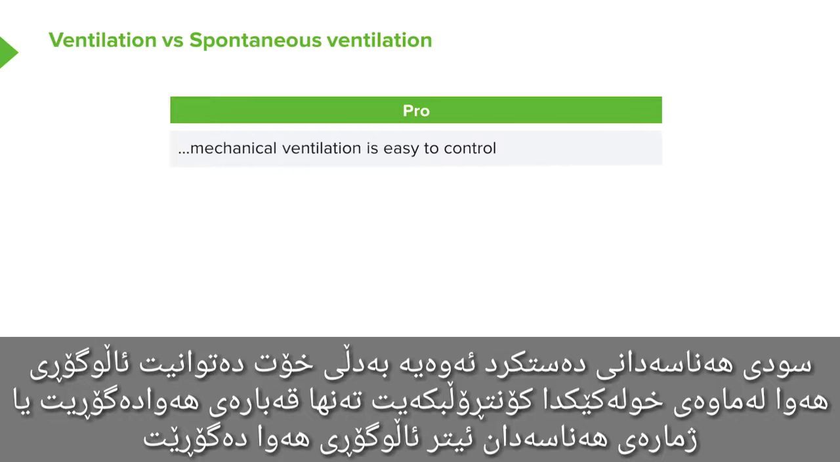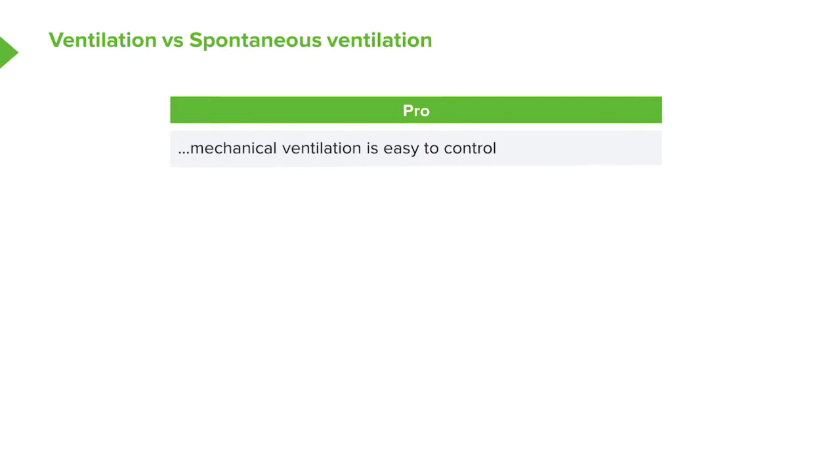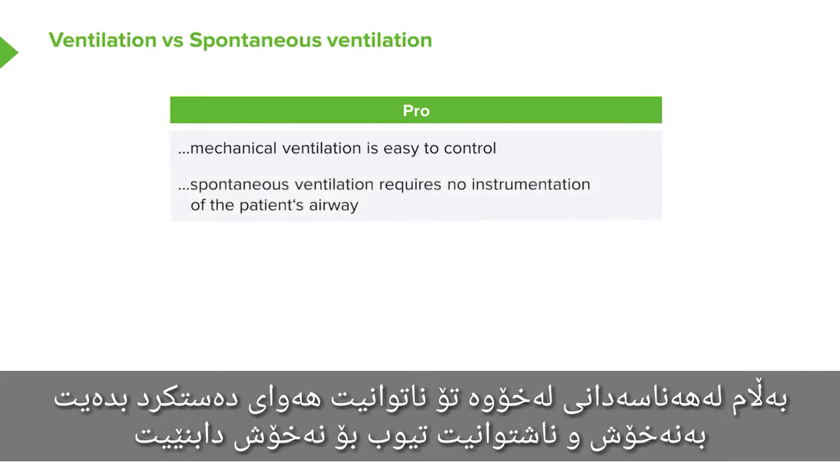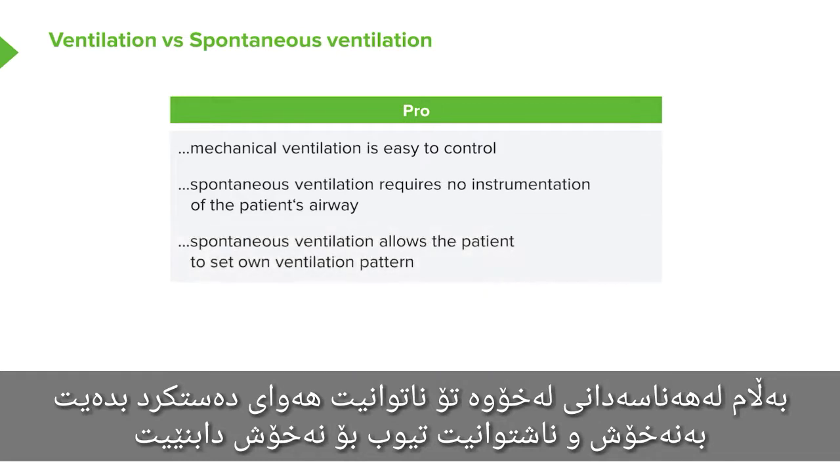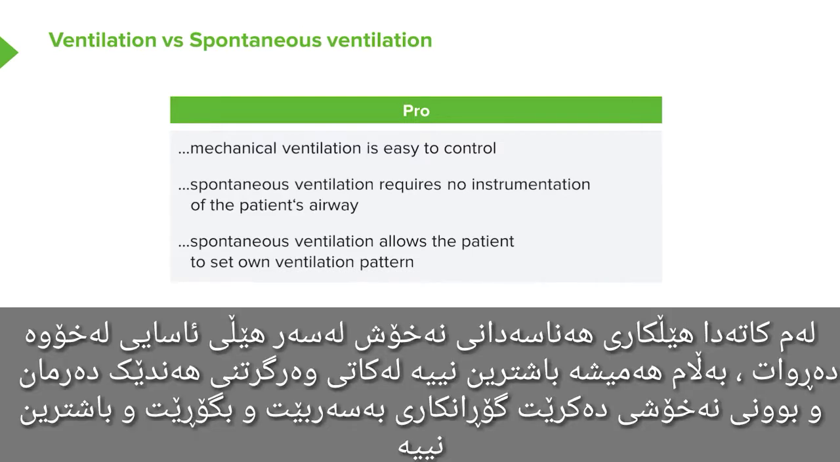The advantage of mechanical ventilation is that it's very easy to control the minute ventilation. You just adjust the tidal volume or adjust the rate. Very easy to do. But on the other hand, spontaneous ventilation requires no instrumentation of the patient's airway. You don't have to intubate them. Spontaneous ventilation allows the patient to set their own ventilatory pattern, which is often perfectly okay, but in the presence of many drugs or other disease processes that may be going on, it's not always the best model to follow.